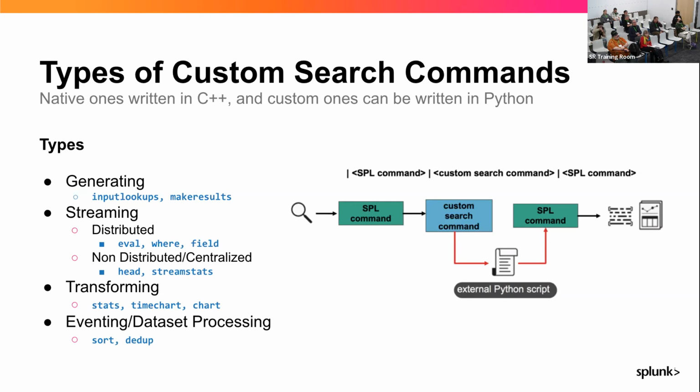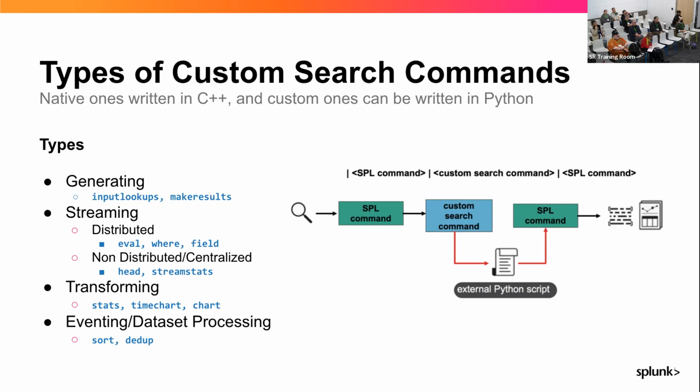The point and use of the custom search command is that you can go beyond what's already available and build your own as well. So sometimes you feel like, oh, but this command is not exactly doing what I want to do. You can copy one of these, or you can create one of yours through Python and write your own. We have eventing or dataset processing, which is sort and dedup, basically the most common ones, right? Like sort by this field name or deduplicate this field because it has duplicate names or duplicate entries. So those are the eventing and dataset processing.